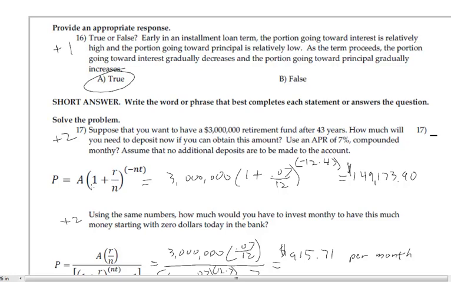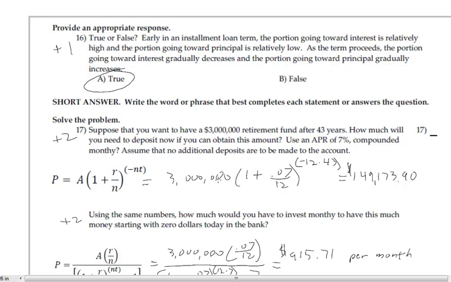17, I copy pasted compound interest, sorry about that. This is the how much do I need to put in today, which is the principal, to get a future amount A. So this is essentially the compound interest formula, but it's reversed. We just solved for P instead of A.